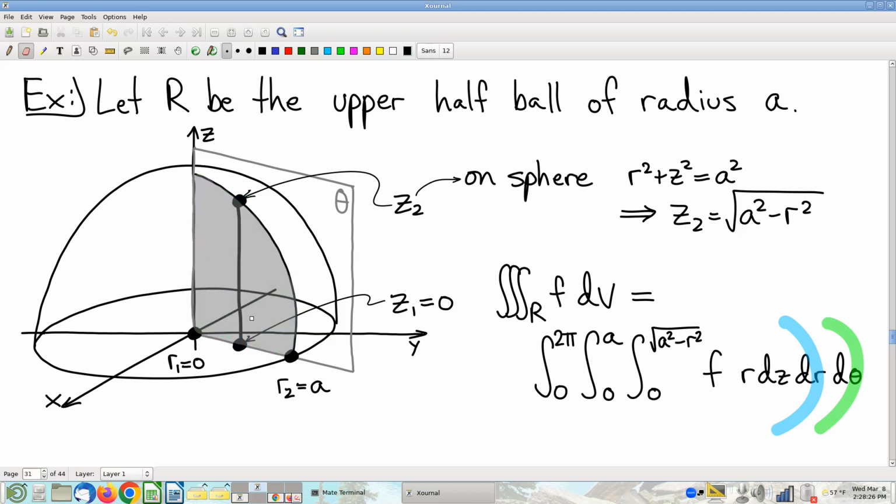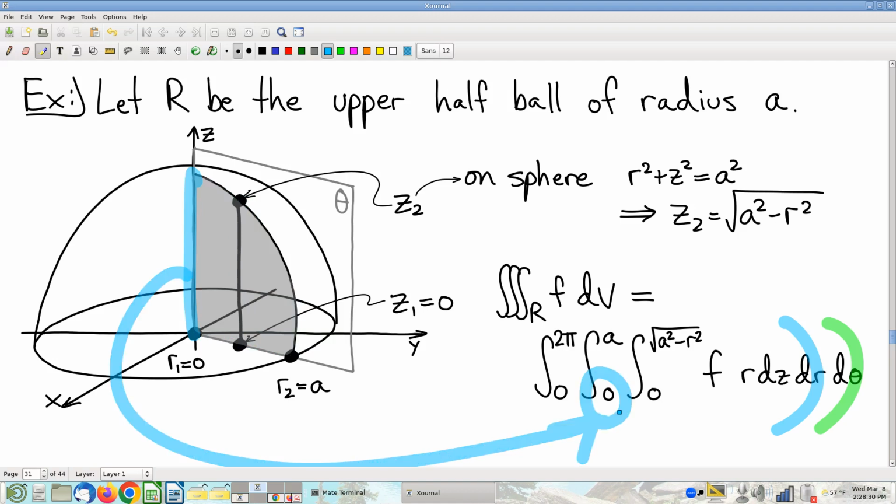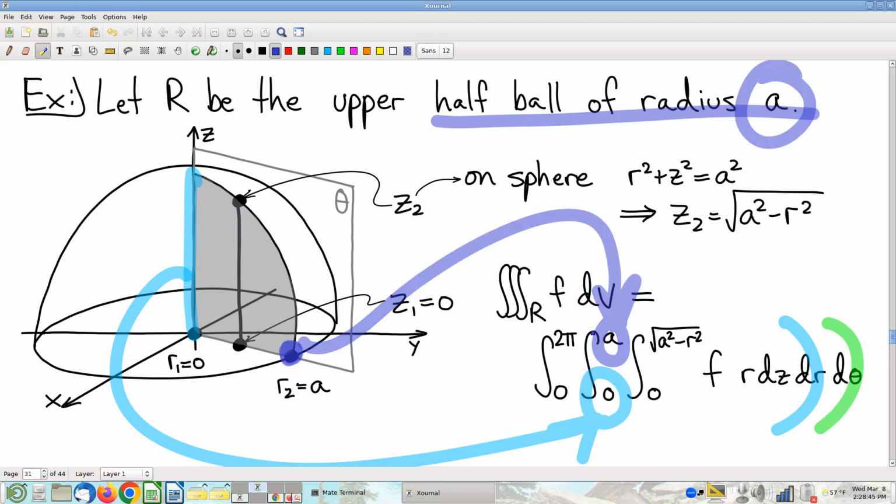Where do they start? Where do they end? Well, the first r slice is there, where r is pretty clearly 0. It's on the z-axis. Our last r slice is this point, which is on the edge of this half ball of radius a. And so r there is a. So we're 2/3 of the way done. Is everybody still with me? Is everybody happy?